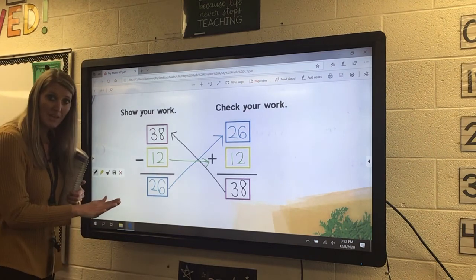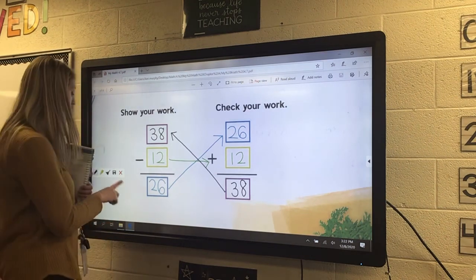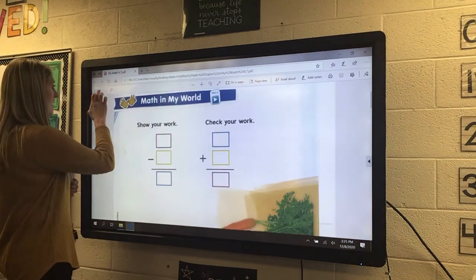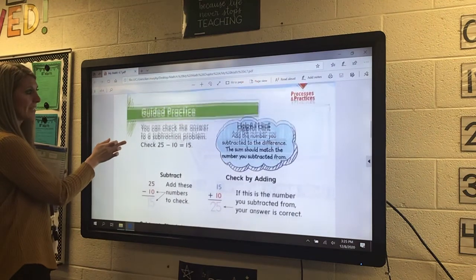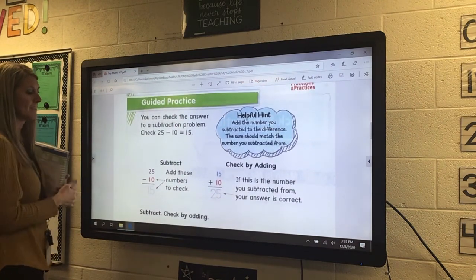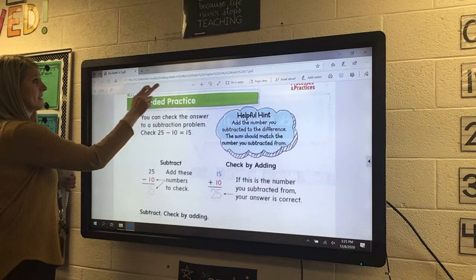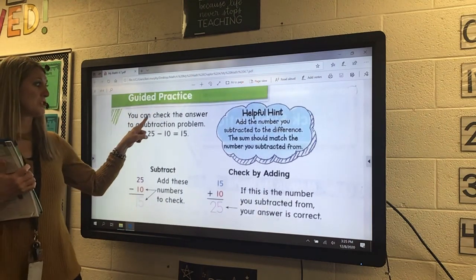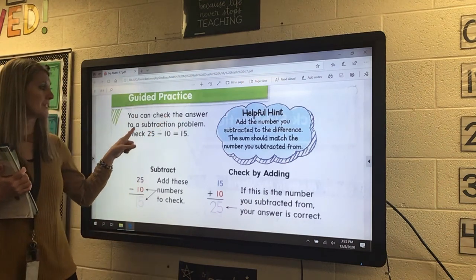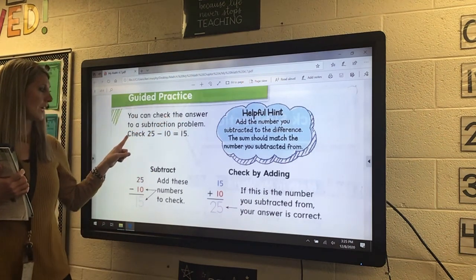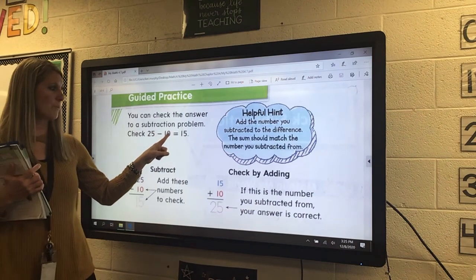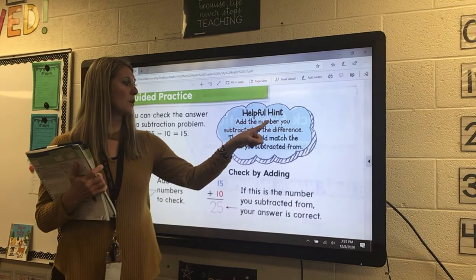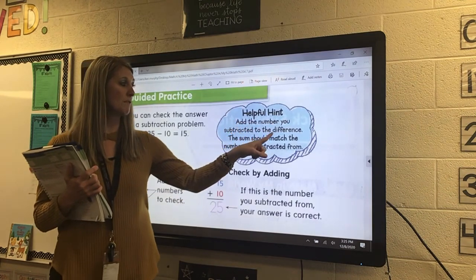All right, if you need to pause the video and catch up on this, please do. When you're ready to go on, please turn your page to the next one, which is the guided practice. On the guided practice, it says you can check the answer to a subtraction problem. Check 25 minus 10 equals 15. Here is your helpful hint. Add the number you subtracted to the difference.